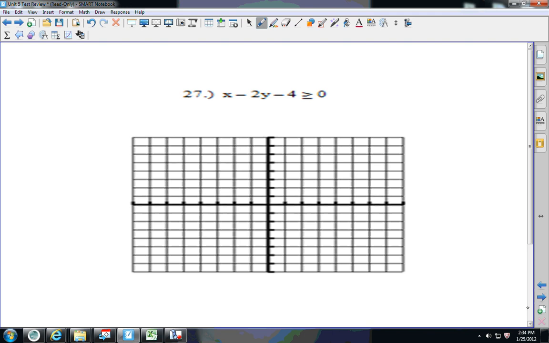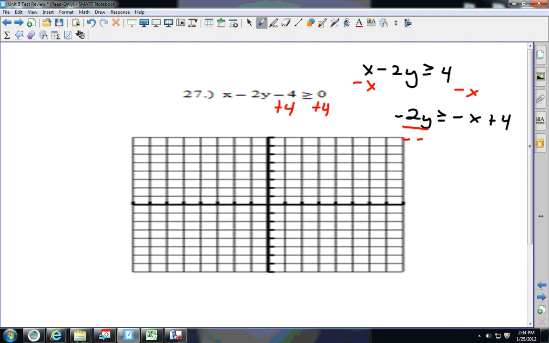Number 27. In this case, I can't graph it yet. I have to put it in y equals form. So I'd have to add 4 to each side. And I get x minus 2y greater than or equal to 4. Subtract x from each side. I get negative 2y greater than or equal to negative x plus 4. I'm going to divide by -2. Ding, ding, ding. I'm dividing by a negative. When you divide by a negative, the signs must switch. So I get y is less than or equal to 1/2 x minus 2.